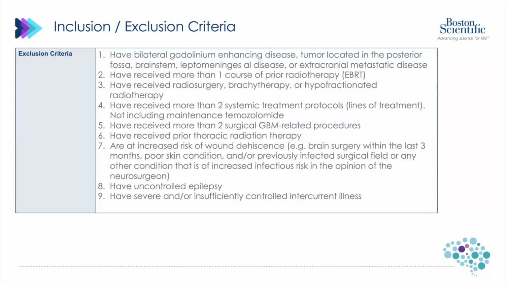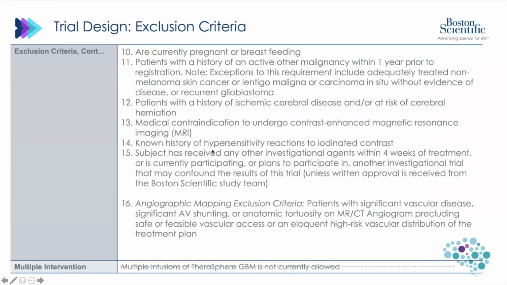So we exclude patients based on the number of times they've had radiation and the number of times they've had surgery. If they've had wound-related problems, radiation can exacerbate that. And again, on the bottom here, the angiographic mapping, if patients have significant vascular disease or a lot of intracerebral stenosis, for example, or significant AV shunting or tortuosity is going to make the angiogram difficult, those are not great patients.